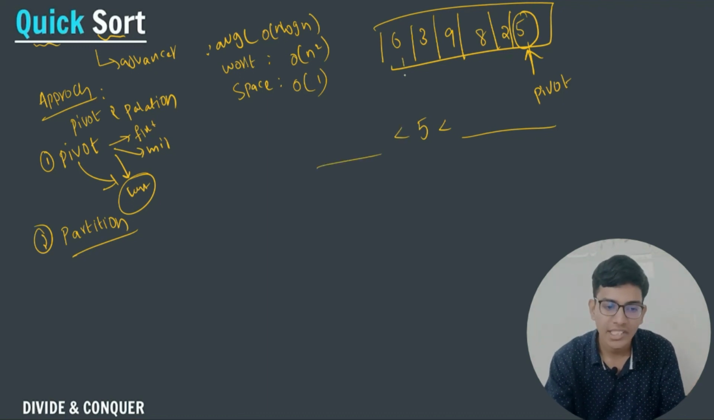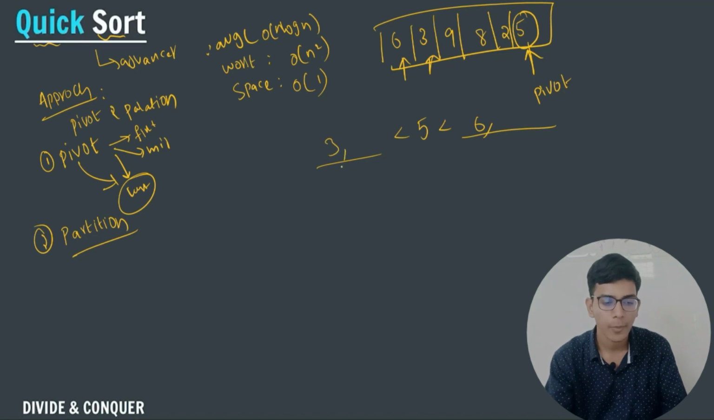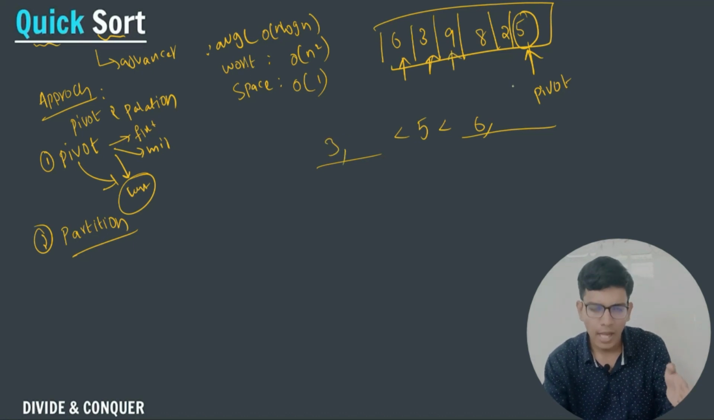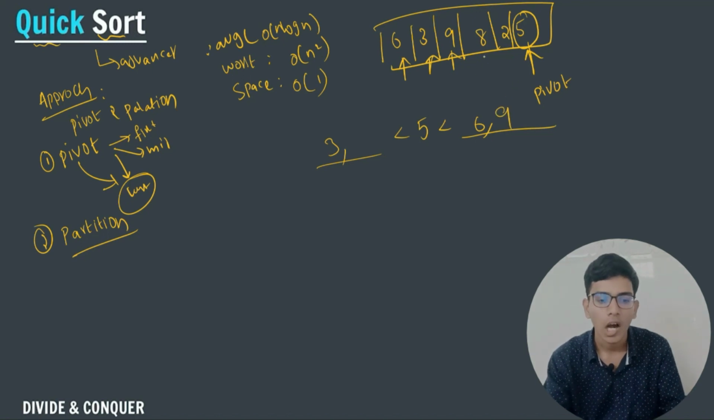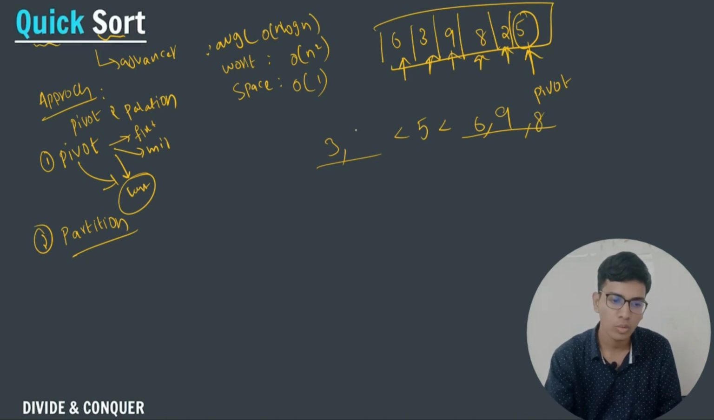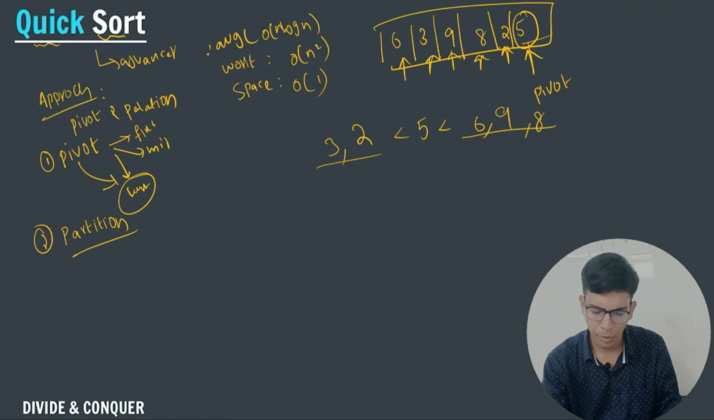Here you can see that 6 is the greater element, so I will arrange 6 here. After that, 3 is less than the pivot, so I will put 3 here. After that, 9 is greater than my pivot, so I will put 9 on the right side. After it, 8 is also greater, so I will put 8 here. After it I will put 2 here, and finally this is my pivot point, so I will leave it.